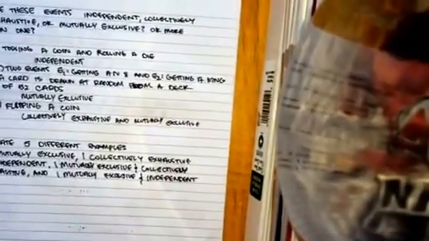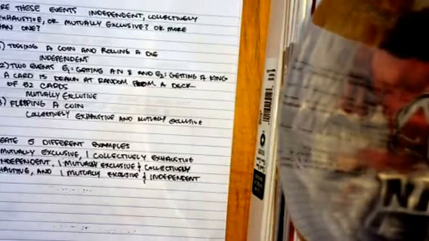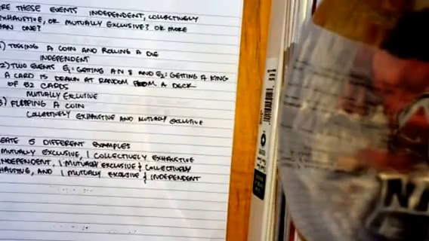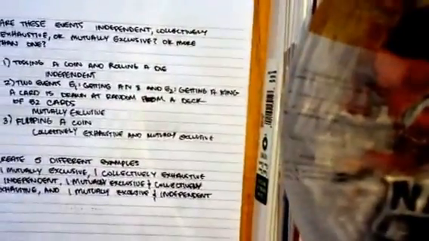Now next, I would like you guys to create 5 different examples. 1, a mutually exclusive example, a collectively exhaustive example, an independent example, 1 example that is mutually exclusive and collectively exhaustive, and 1 example that is mutually exclusive and independent. I'll give you some time for that.